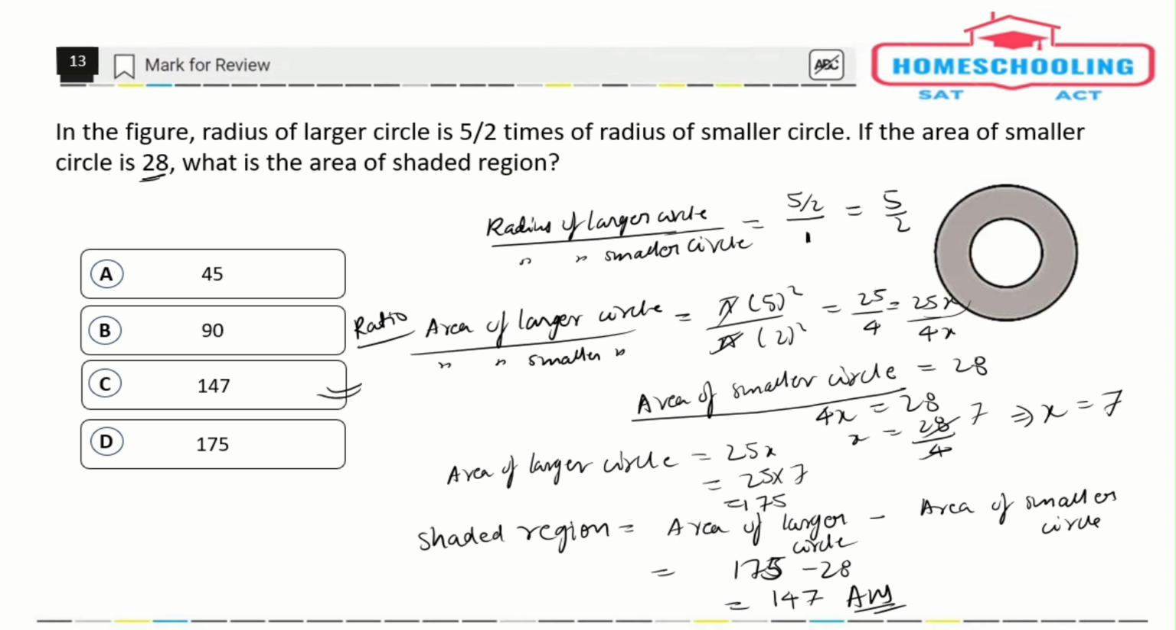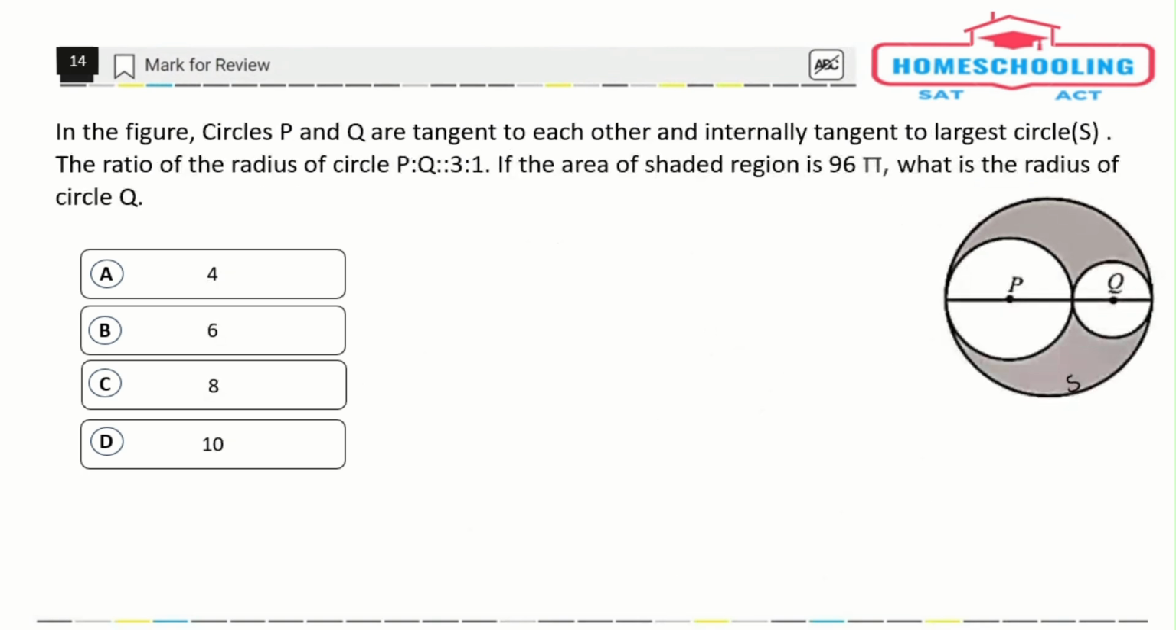Now moving to the next question. In the figure, circles P and Q are tangent to each other and internally tangent to the largest circle S. So we have three circles here. These two are the smaller circles, P and Q, and there is one larger circle, that is S. And P and Q are tangent to each other and internally tangent to the largest circle.